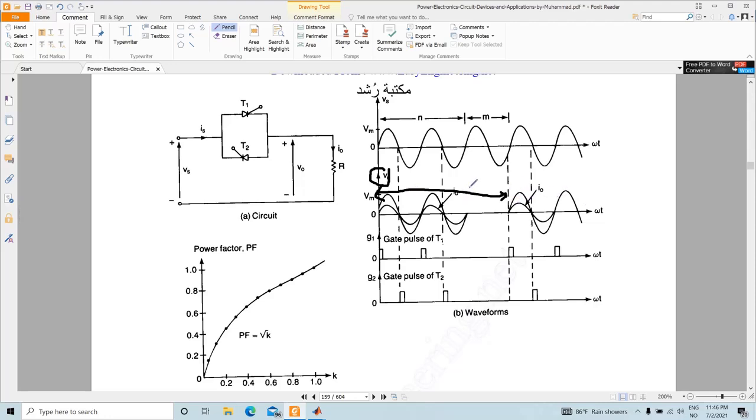In the first 2 cycles you have current conduction, so the output voltage will be the same as the input voltage. In the third cycle, in this particular case, it is 0, and this pattern repeats. The time when the thyristors are turned on is defined as N, and the time when they are turned off is defined as M.